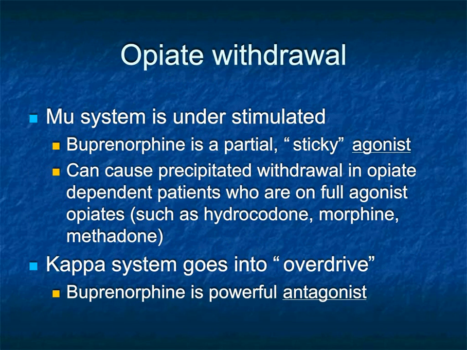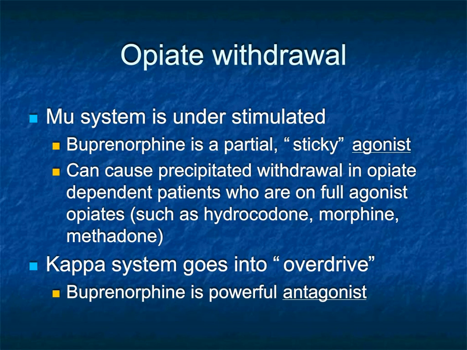So this is sort of saying what I just said. Important to know, if you replace an agonist with buprenorphine, you're understimulating the Mu receptor. You're going to go into drug withdrawal. That's called precipitated withdrawal. It can be very, very severe.